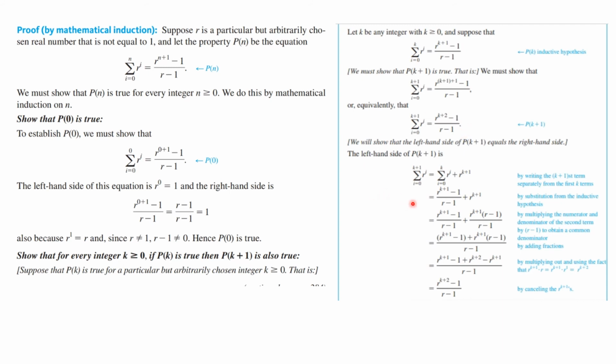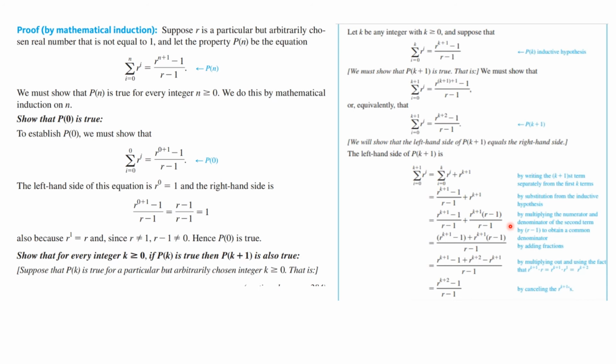Okay, so here we go. We'll start with P of k plus 1, and we'll say, oh, that's really just adding up the first k plus 1 terms, and then we're adding r to the k plus 1. But this one right here, by my inductive hypothesis, is this plus this. Again, I'm going to get a common denominator. Now the common denominator has to be r minus 1, so I'm going to multiply top and bottom here by r minus 1, and that's what I get here.